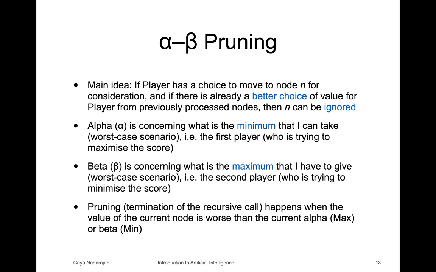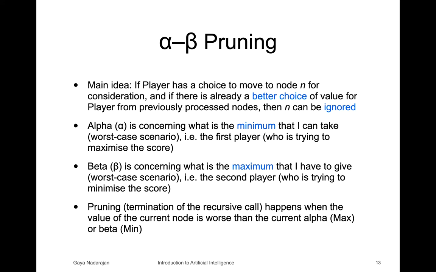So alpha is tied to the first player, who is max, and beta on the other hand is the second player who is trying to minimize. And in this player's thinking, it is thinking, okay, what is the maximum that I have to give, again in the worst case scenario.